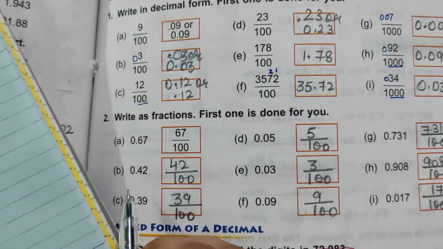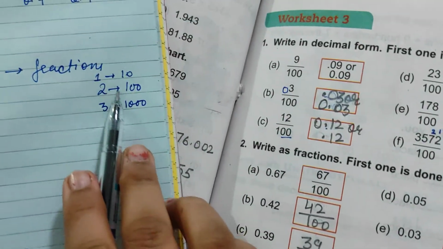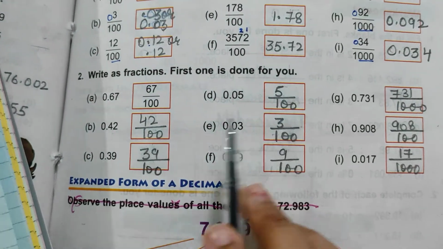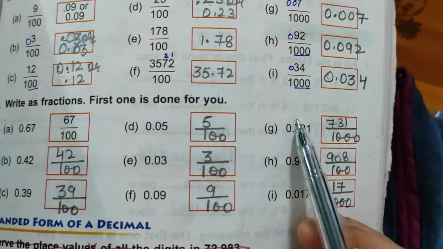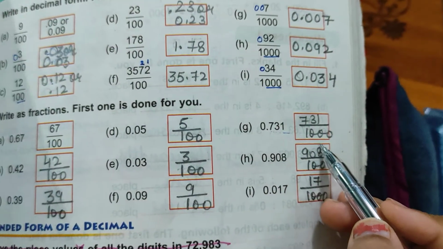So let us see question 2. There are two digits, so 100 will come. Two digits, 100 will come. There are two digits, so 100 will come. Two digits, 100. Two digits, again 100. There are three digits, so for three digits, how many zeros? Three zeros. So 1000 will come.